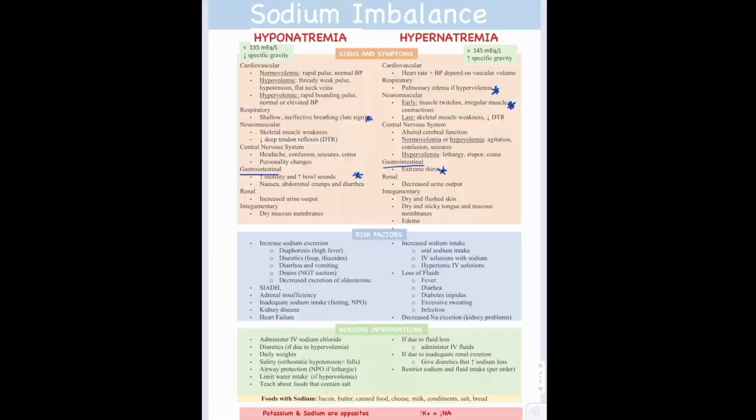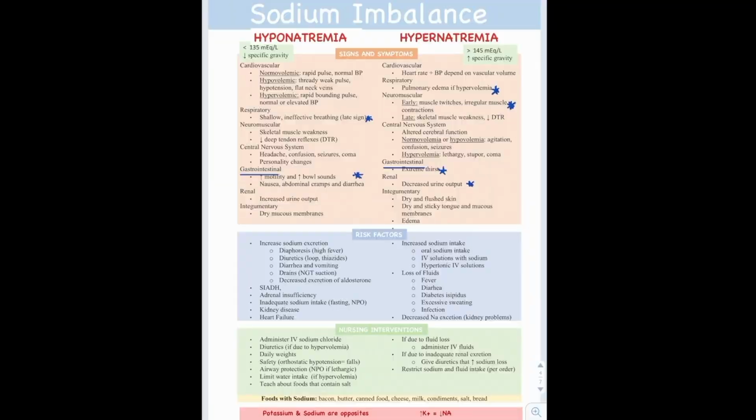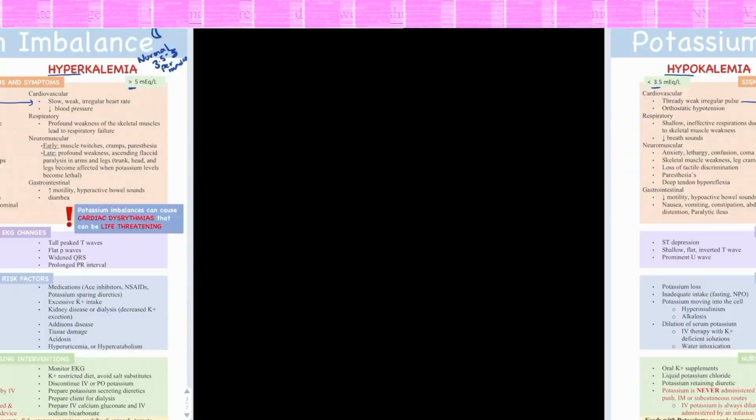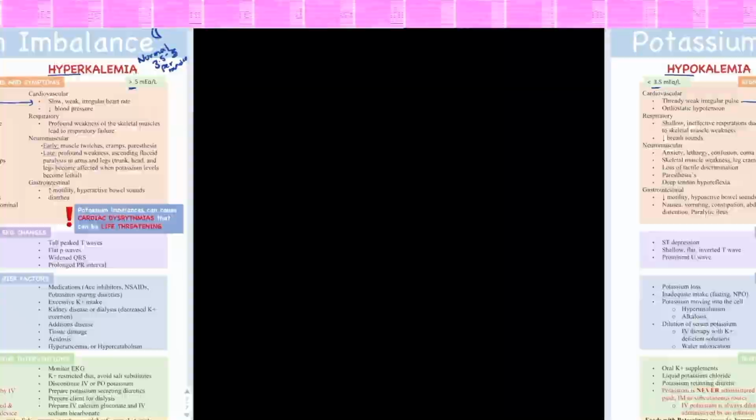So knowing those. Again, here's a big one to know the difference. So renal, if it's hypernatremia, we're having decreased output, but if it's hyponatremia, we're having increased output. So that might be something you're asked about. And integumentary, dry and flushed skin, dry, sticky mouth and mucous membranes, and edema. So the dryness is the same for both, but the difference is you might see edema. So memorize that.